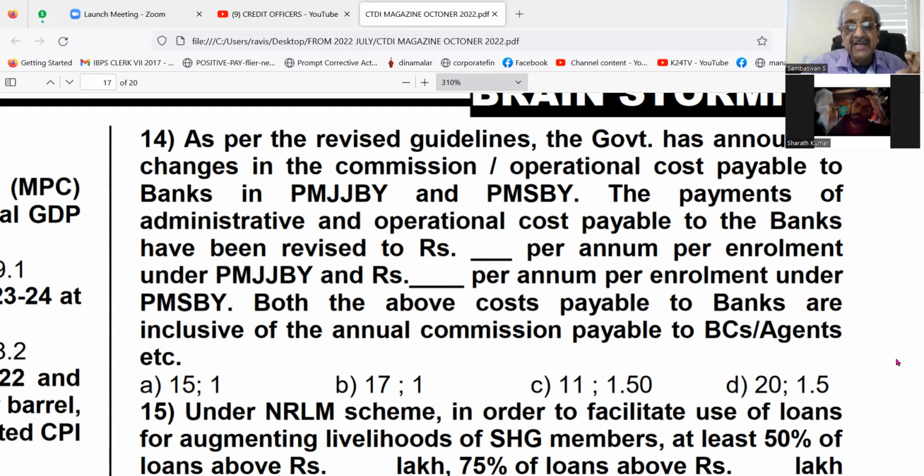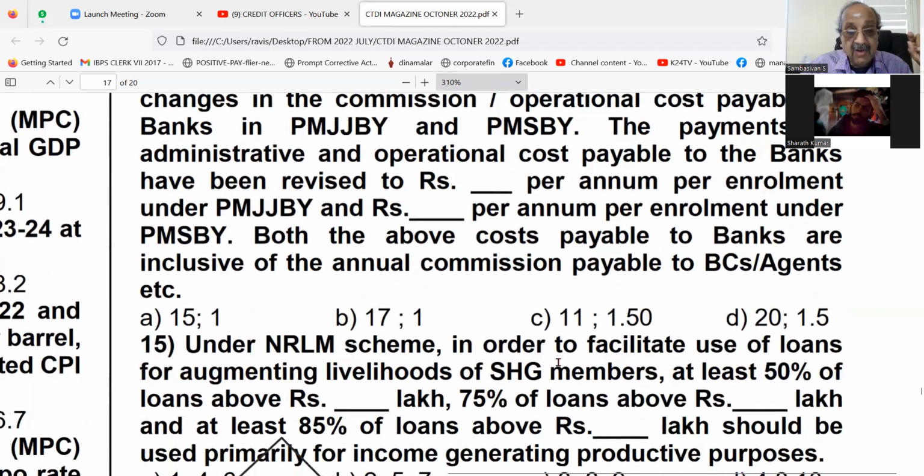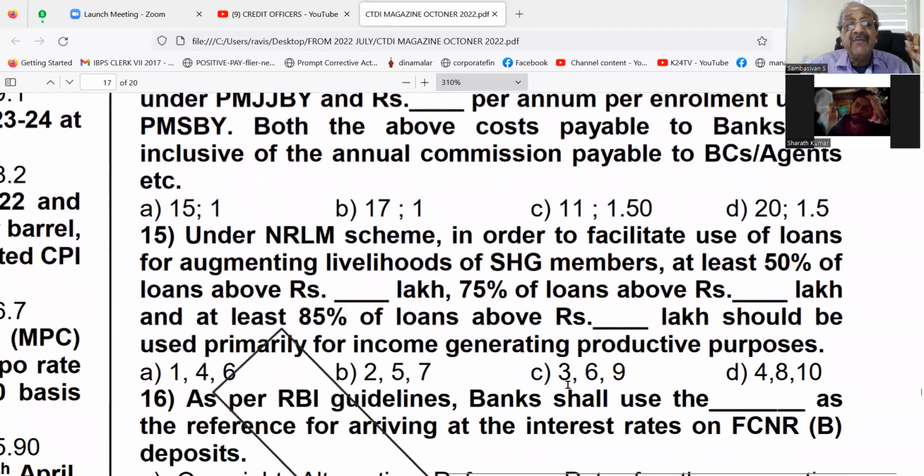Because for getting these policies and all, there may be agents or banking correspondents who will be canvassing for that. They also have to be paid some commission. That is also included in this one. Very good. Now please read question number 15.